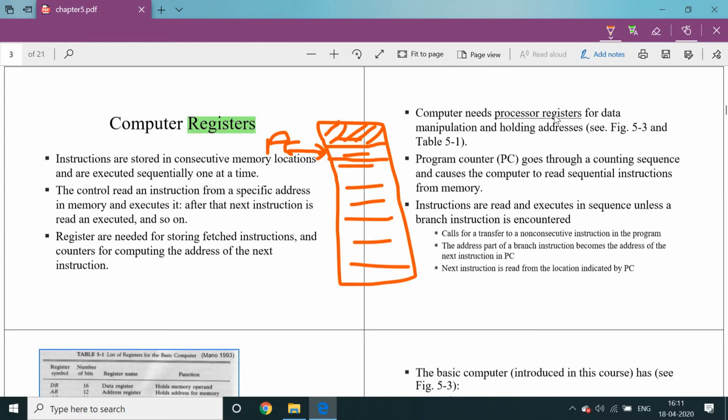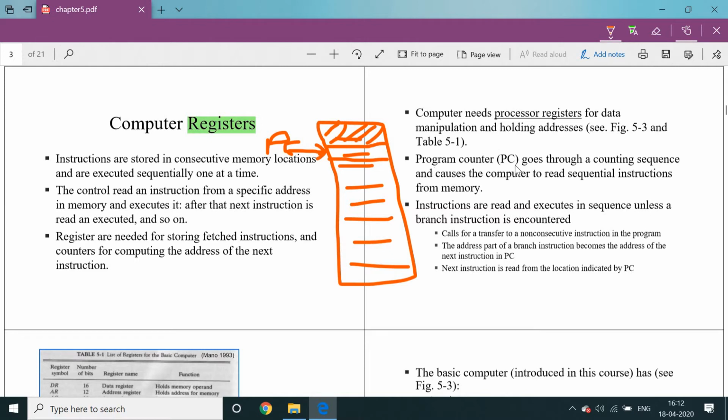Next, the computer needs processor registers for data manipulation and holding addresses. Suppose you want to calculate these instruction operations. For that purpose we consider these registers, because without registers the processor does nothing. With the help of registers only the processor does something. So registers act as the main role inside the processor for processing any instruction operations.